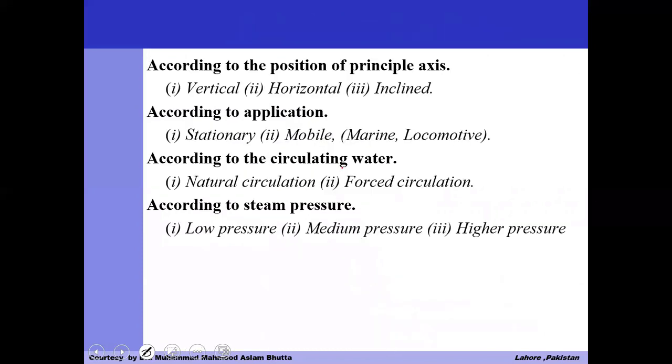Next is the classification according to the position of the principal axis. It can be a vertical boiler, a horizontal boiler, or an inclined boiler. According to the application, it can be a stationary boiler or a mobile boiler. According to the circulating water, it can be natural circulation or forced circulation. According to the steam pressure, it can be a low pressure, medium pressure, or high pressure boiler.